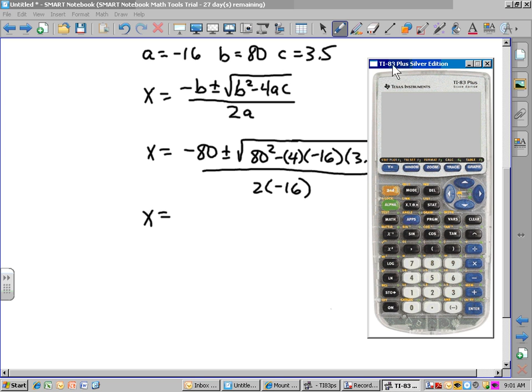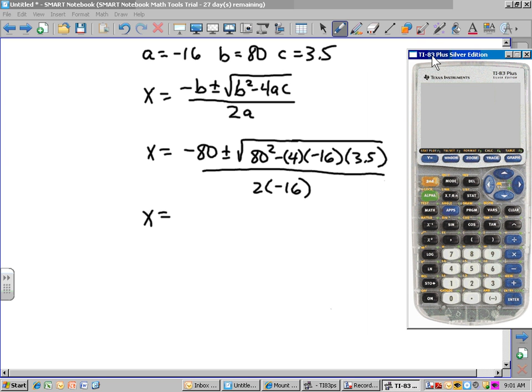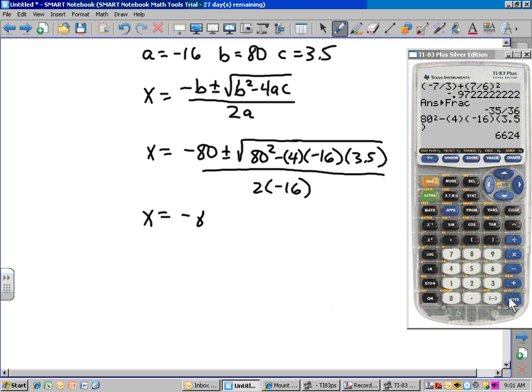So we'll use the calculator here. We get the number underneath the square root. So 80 squared minus 4 times negative 16 times 3.5. So negative 80 plus or minus the square root of 6624 all over negative 32. Okay, we need to reduce this radical.